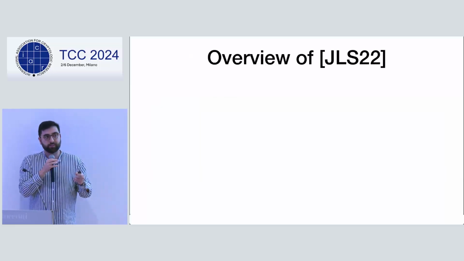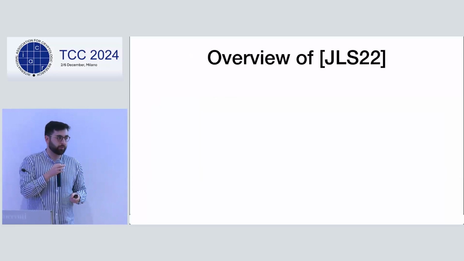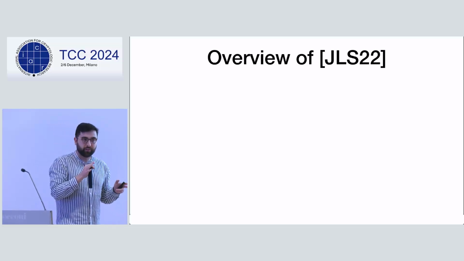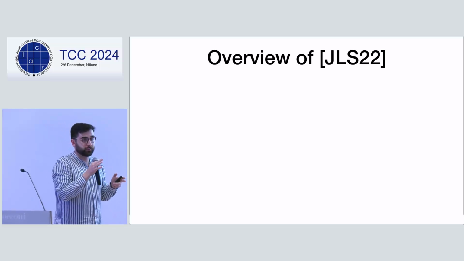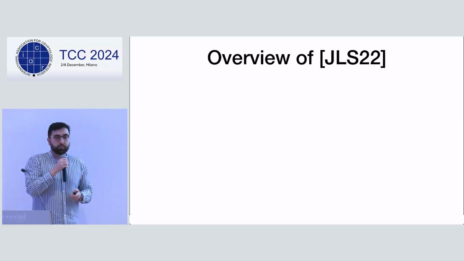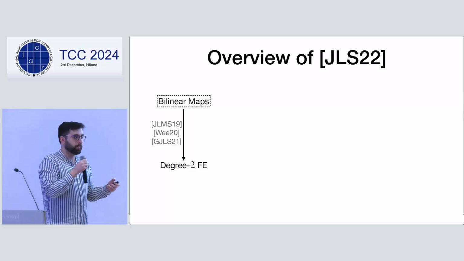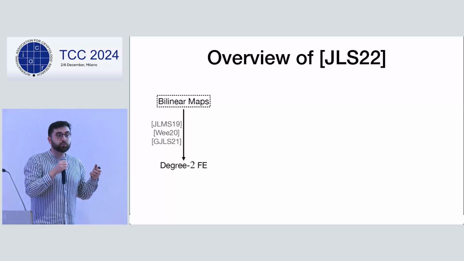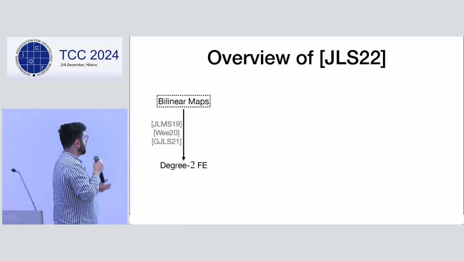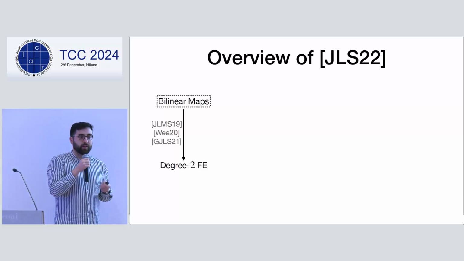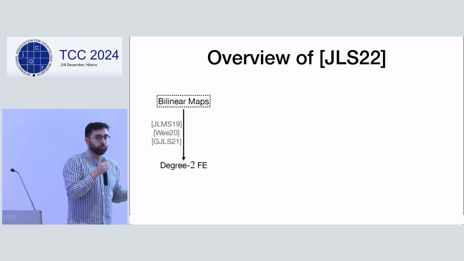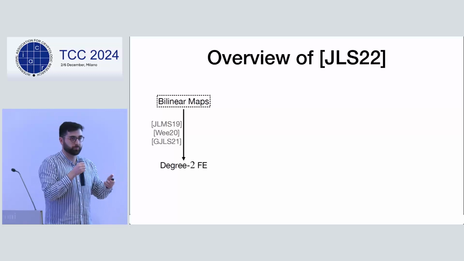Let me attempt in one slide to give a summary of JLS 22. And I'll emphasize here that this is simplifying, but hopefully it gets the big picture idea across of their construction. The starting point is using prior work to build succinct degree 2 functional encryption from bilinear maps assumptions. And here by degree 2 functional encryption, I mean that the function keys are for functions that are degree 2 polynomials over some Z_p for a large prime p.